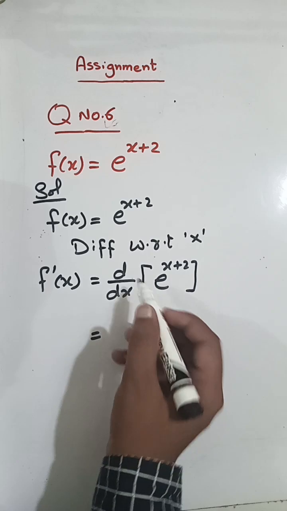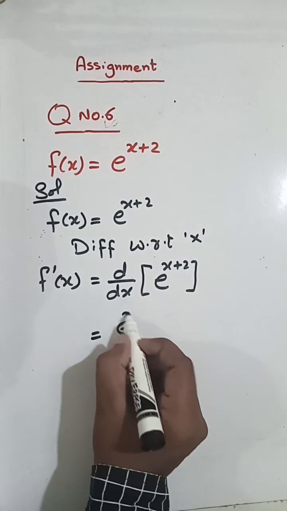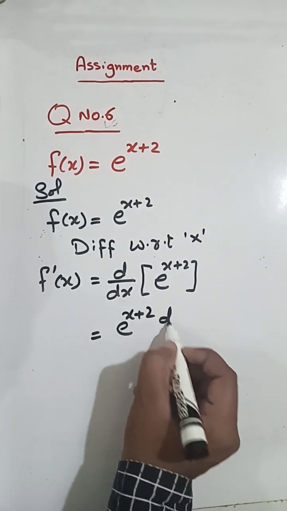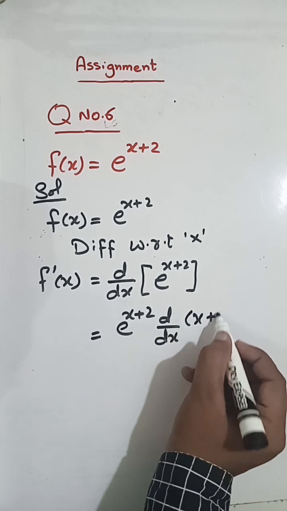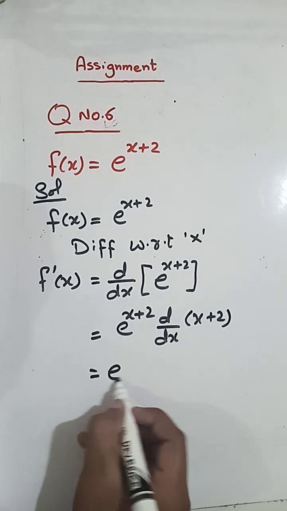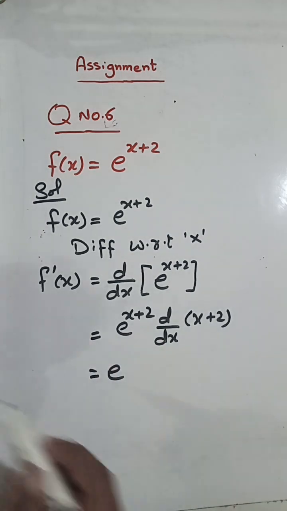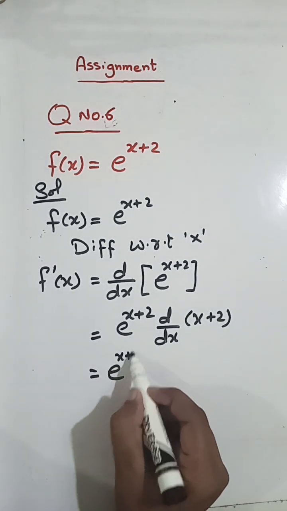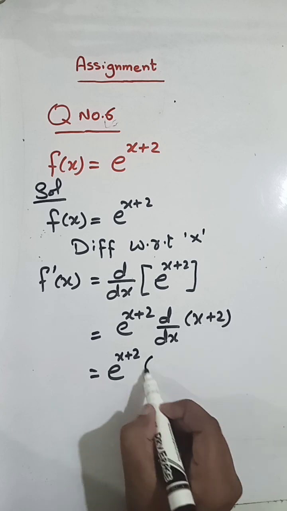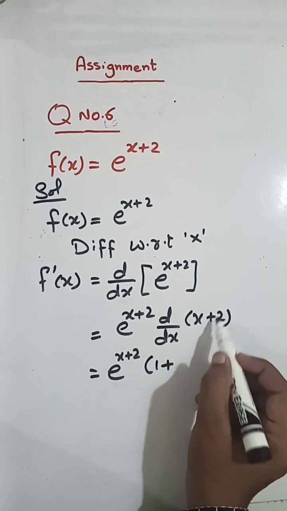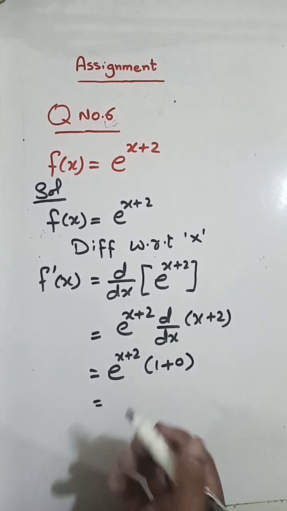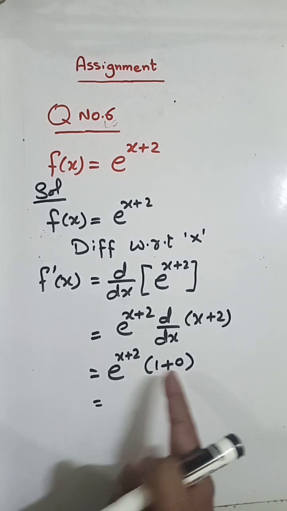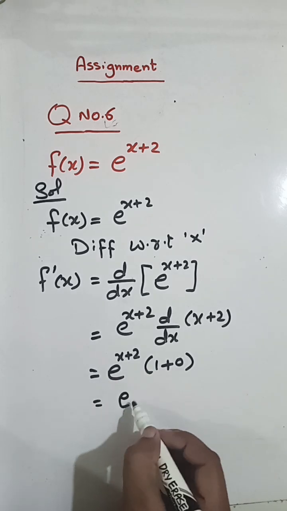Now first of all, it simply remains as it is, that is e raised to power x plus 2. Then the derivative of the exponent, namely the power, x plus 2. The derivative of x is 1 and the derivative of 2 is 0. So finally we have 1 plus 0, it is 1, and 1 multiplied by this number is again simply this number.